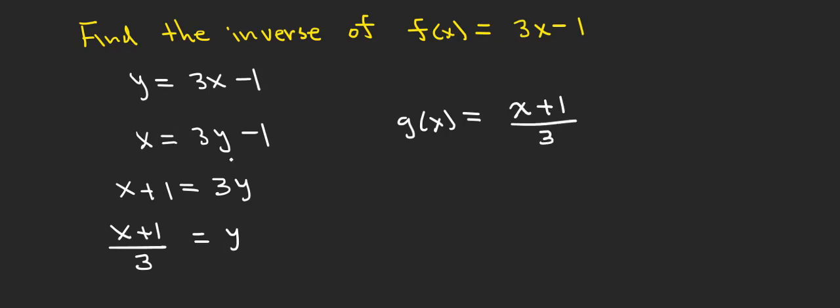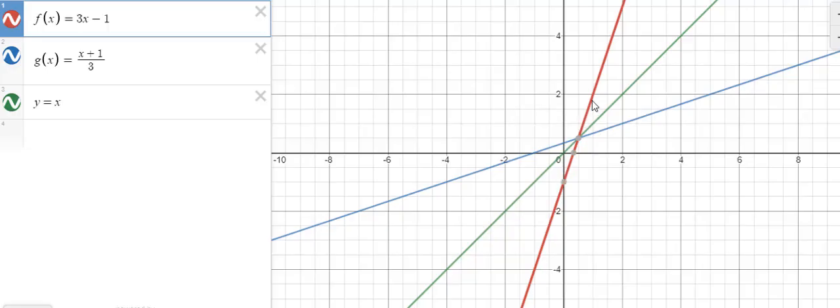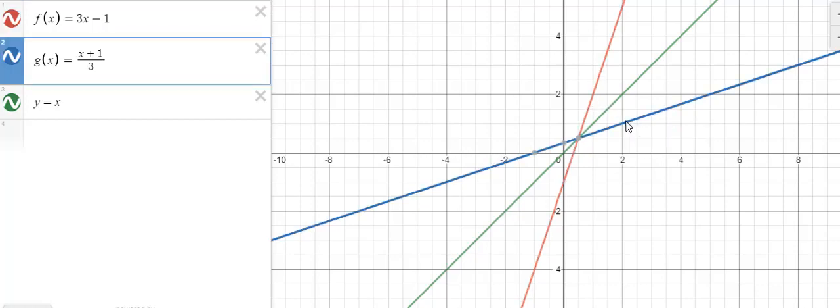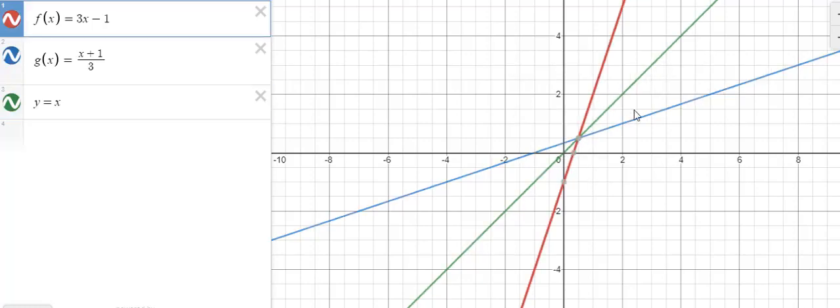I prefer to do it this way. Just change the x and y and just solve for y to find the inverse. Now let's graph both of them and see what happens. So we have f of x equals 3x minus 1 and g of x equals quantity x plus 1 over 3. So y equals x becomes a reflection line of f of x and g of x.